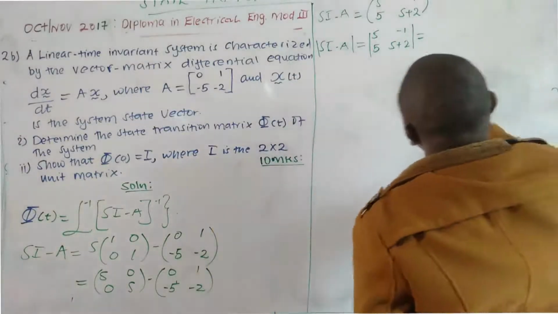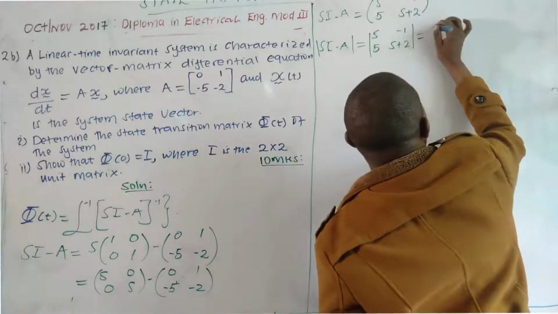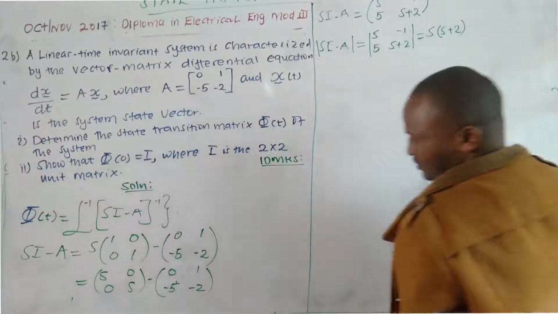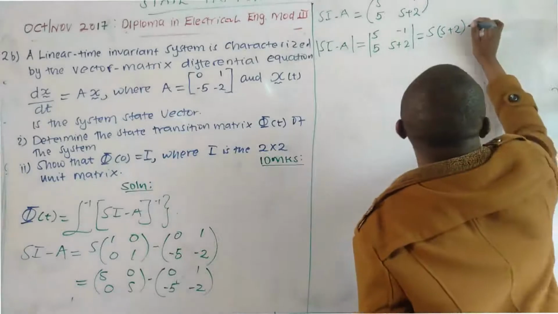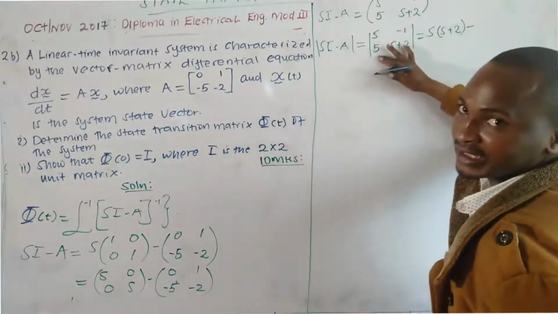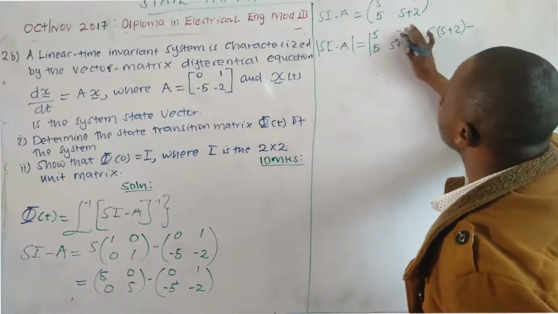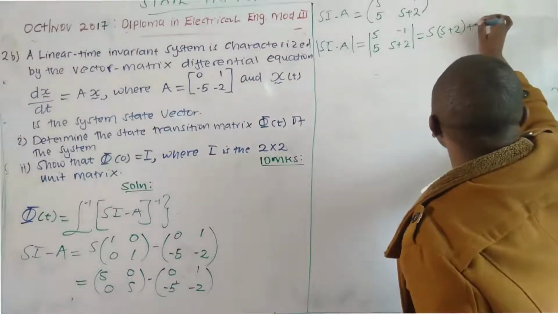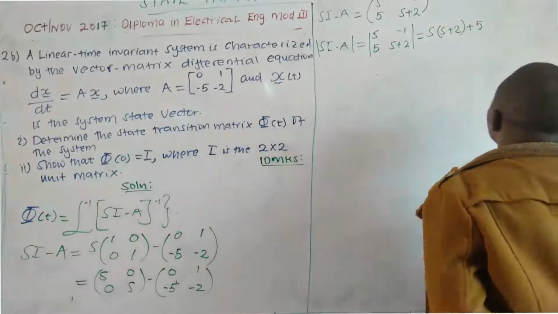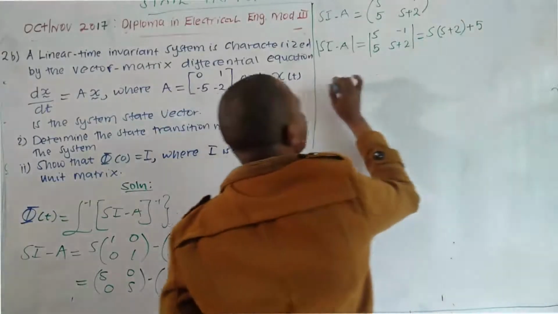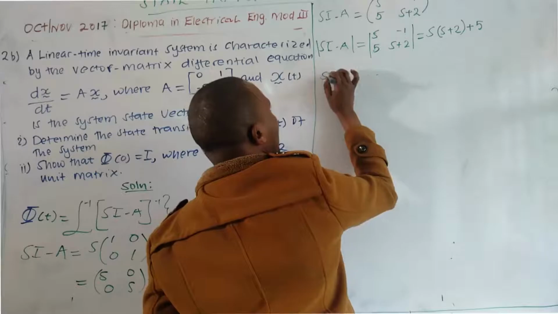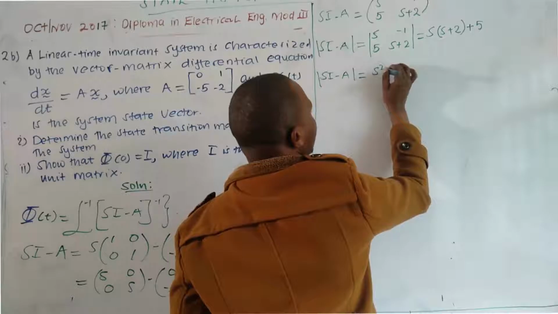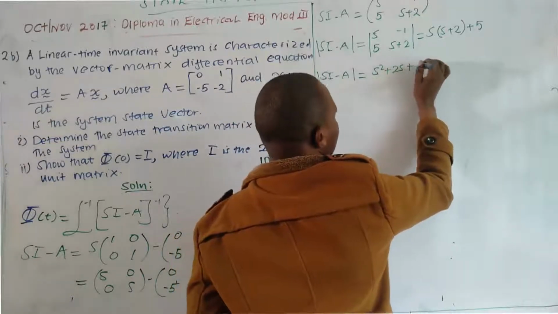How do we get the determinant? Multiply the elements in the leading diagonal, which is s times s plus 2, and subtract the product of the elements in the minor diagonal, which is negative 1 times 5, which is negative 5. So it is minus negative 5, which will give us positive 5. We can now open this bracket. So we have the determinant of sI minus A is equal to s squared plus 2s plus 5.